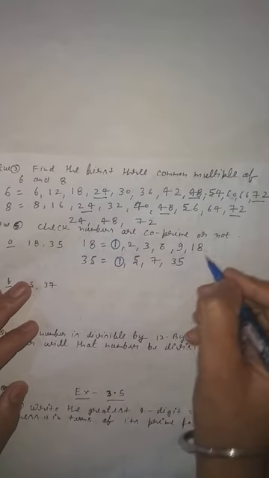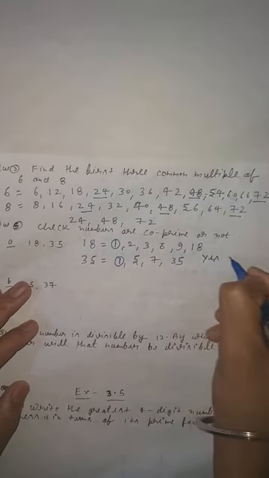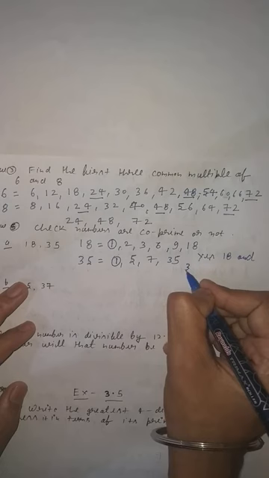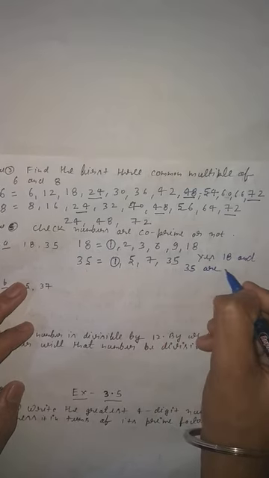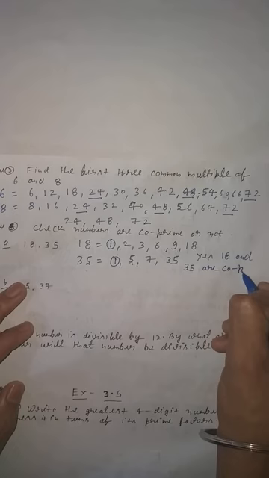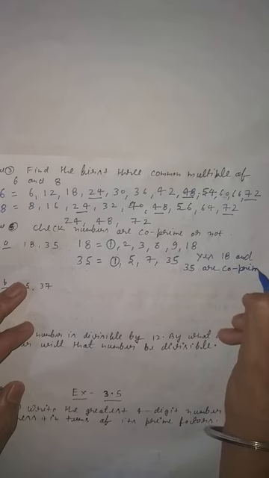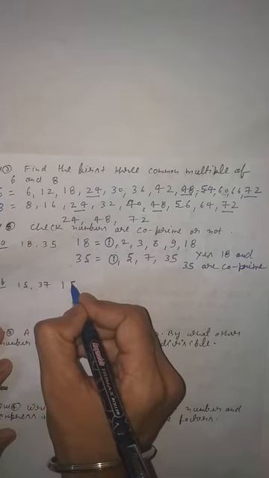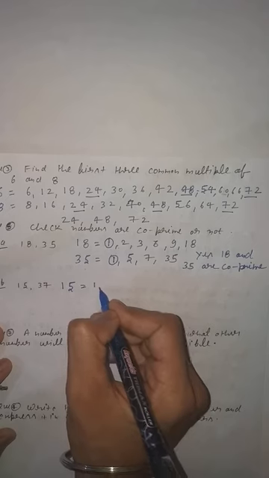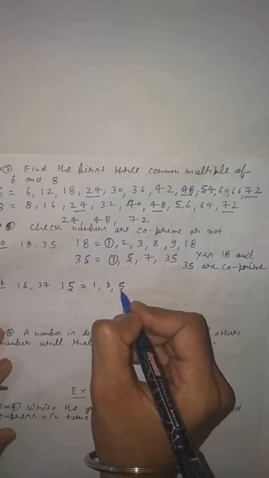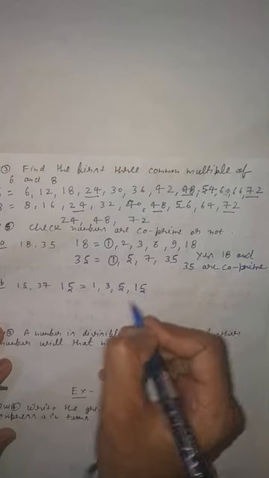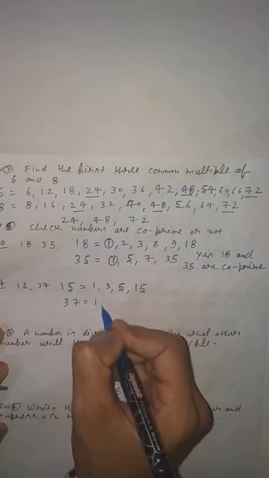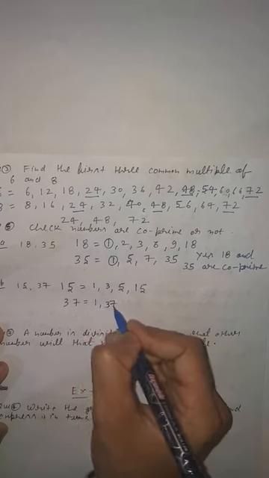So you can write down yes, 18 and 35 are co-prime. Clear, students? Now second question also. First you will find out the factors of 15. This is 1, 3, 5 and 15 itself. Next 37 you have to find out. So 37, 1 and 37 itself.